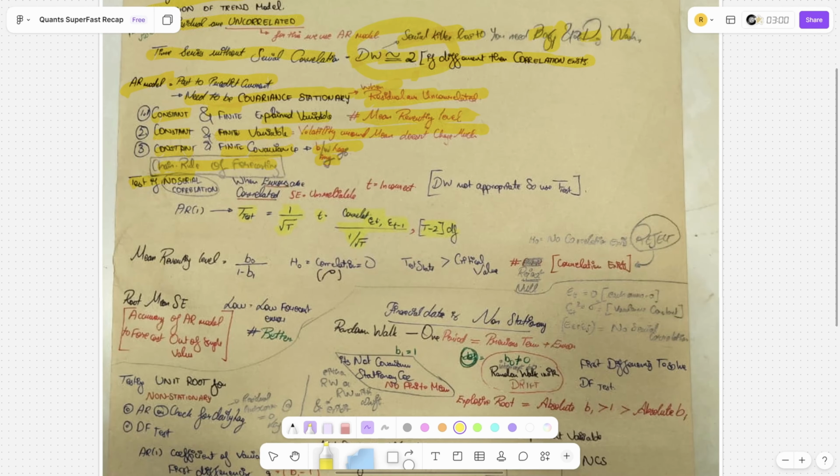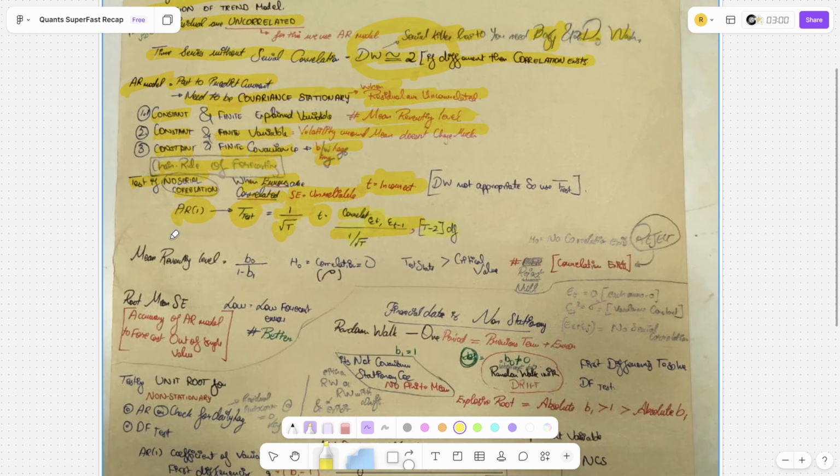Then the test for no serial correlation. We have the test for AR(1), which is the t-test, equal to the correlation of error term 1 and error term 2 divided by 1 divided by root T, and we have degrees of freedom of T minus 2. We have to understand this test. And if the errors are correlated, then the standard errors are unreliable and the t-test is inconsistent, meaning that individual tests are inconsistent and the DW test is not appropriate.